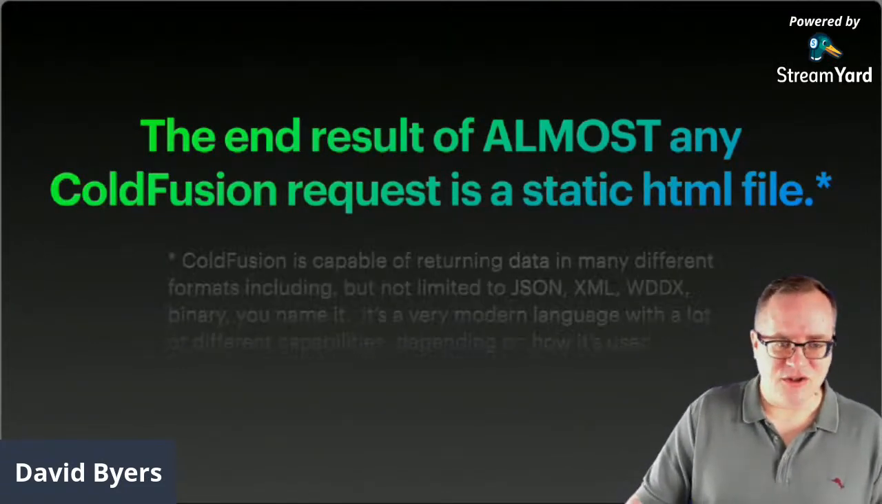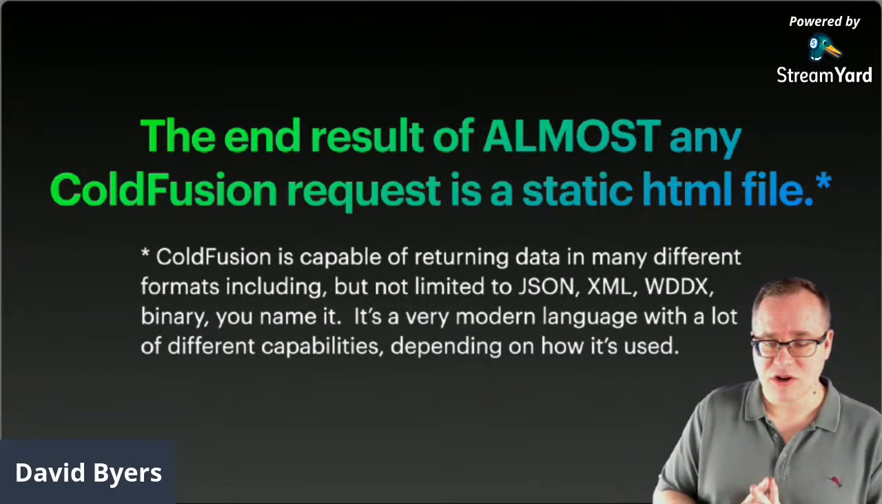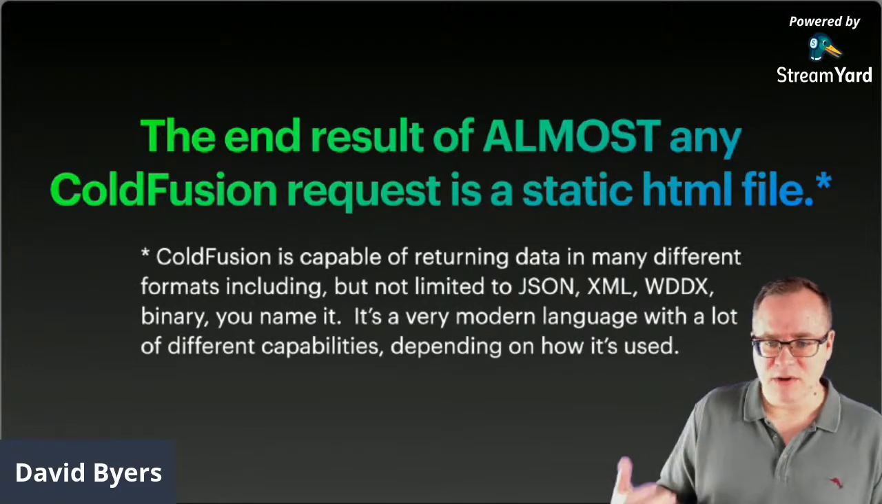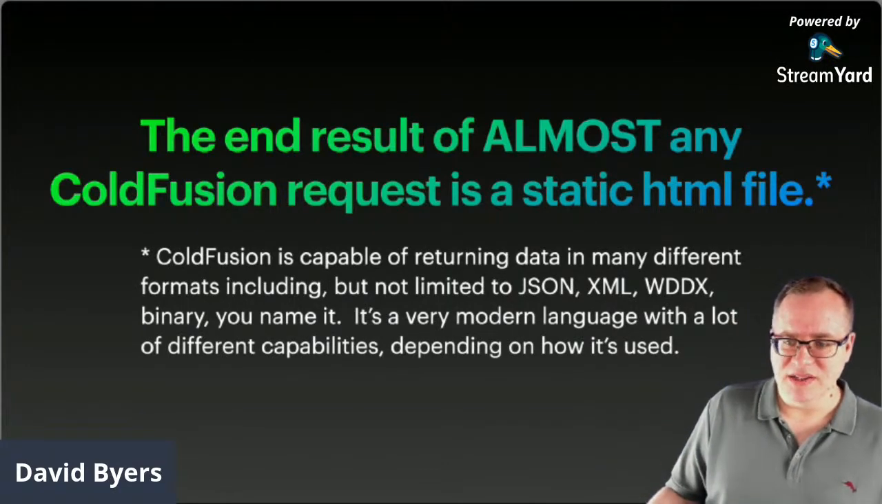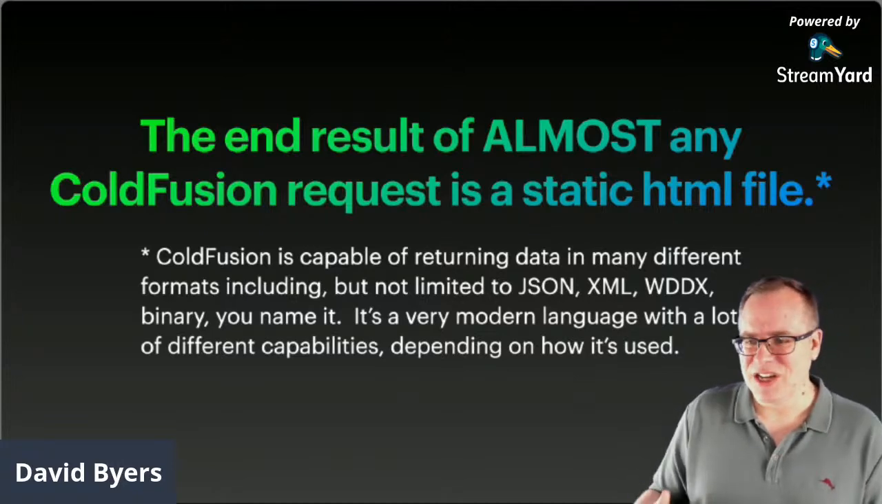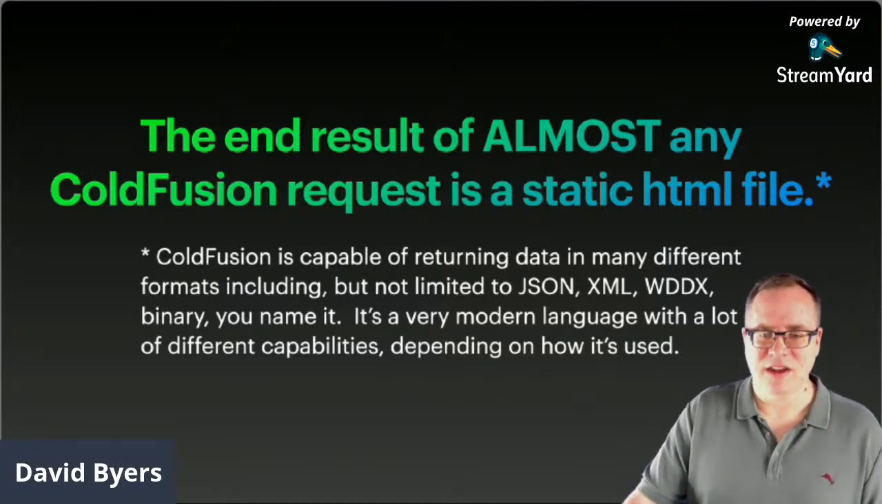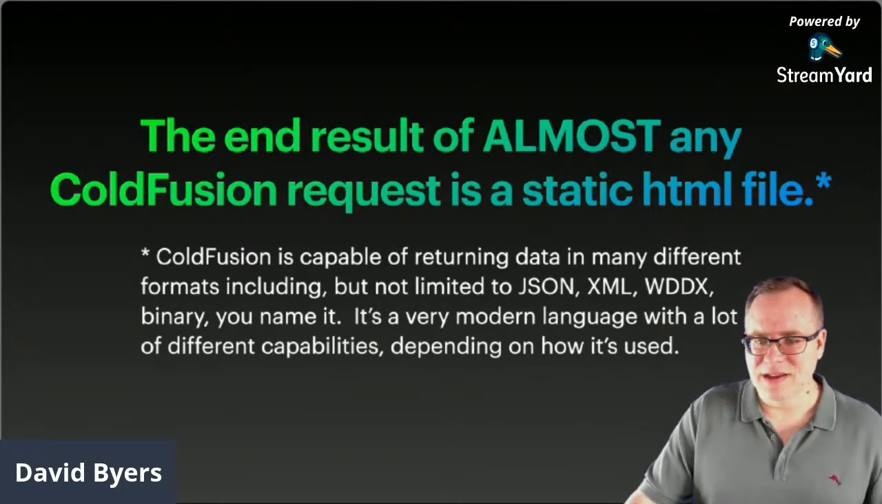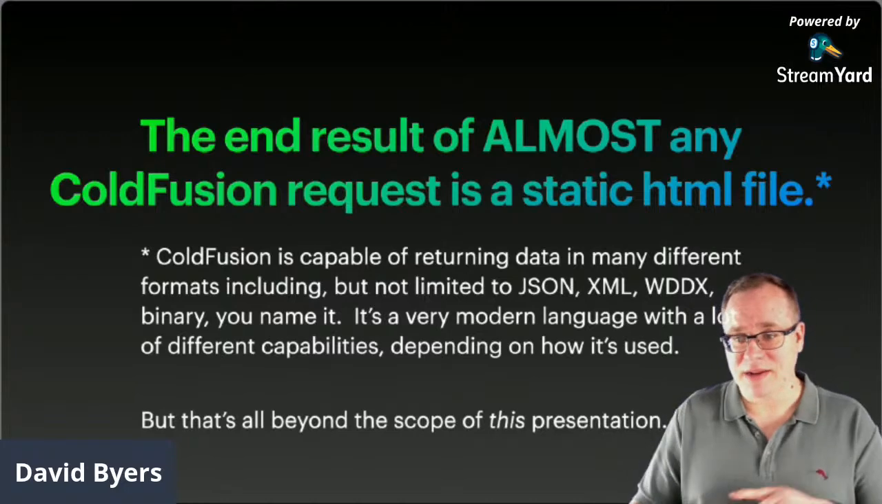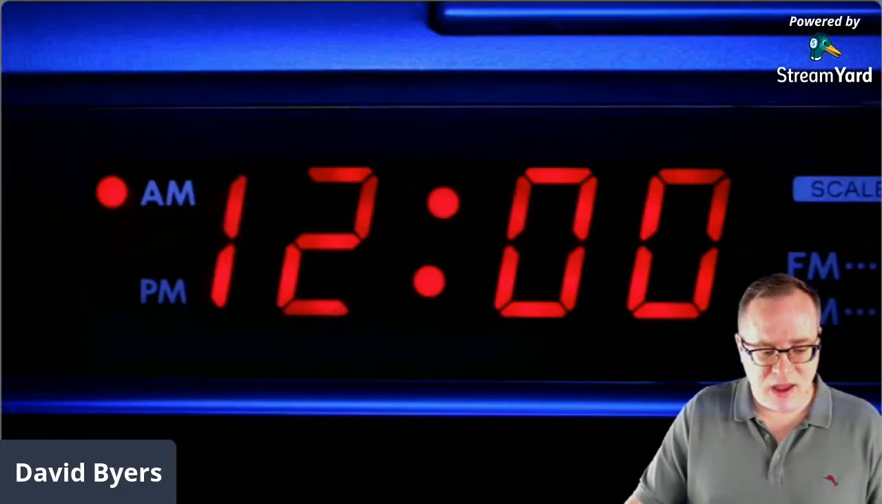And I have the asterisk there because ColdFusion can return data in many different formats. It's a modern language, with lots of different capabilities, depending on how it's used. So to say that it's a static HTML file is not entirely accurate. It's static data. But anyway, that's all beyond the scope of this presentation because we need to get back to my little midnight problem here.